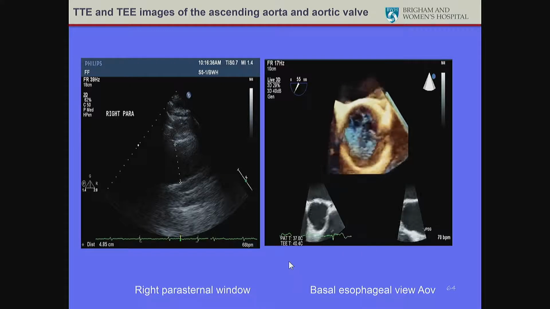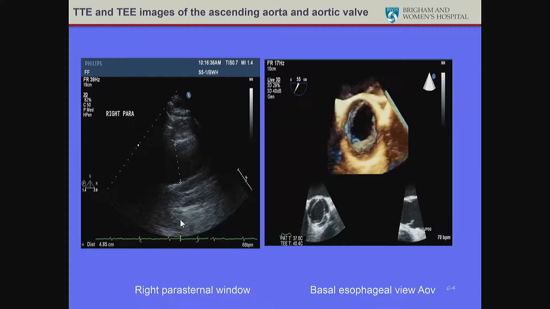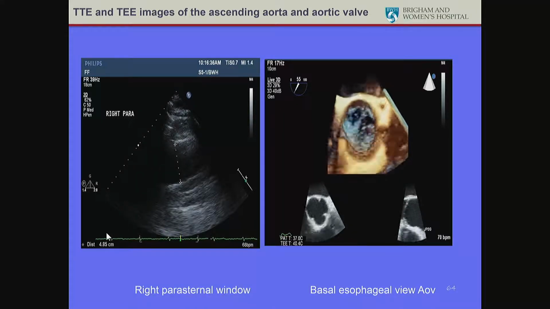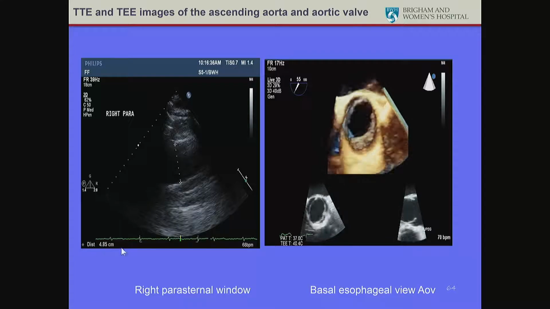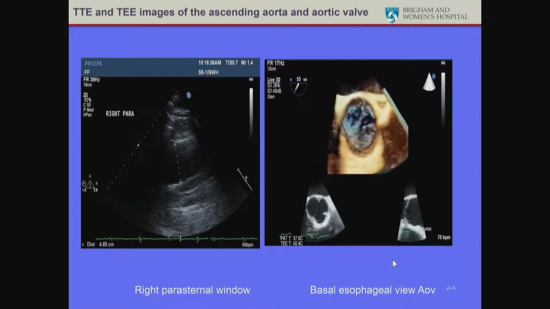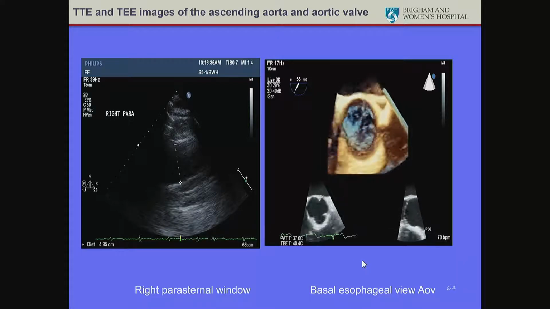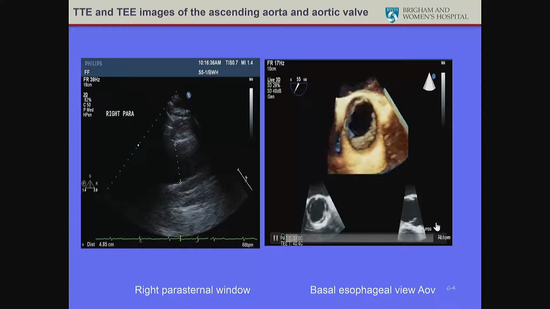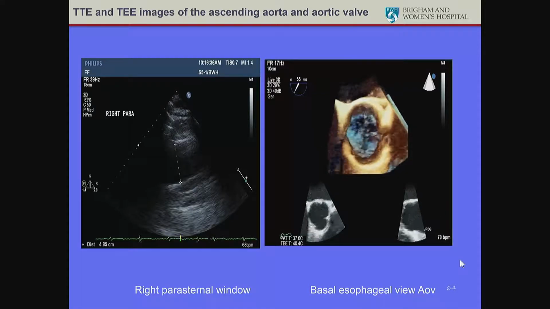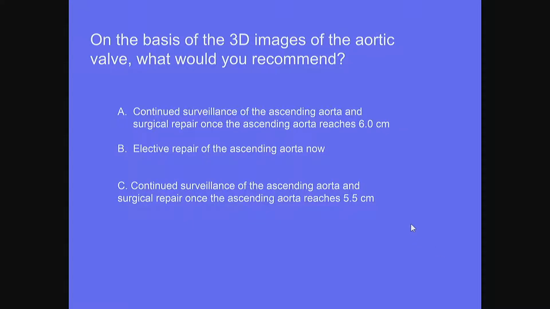This slide demonstrates the transthoracic echo, which demonstrated on the right parasternal view an ascending aorta, which measured 4.8 centimeters. And to the right, you have a basal esophageal view of the aortic valve, seen on 3D TEE, with the 2D MPR images seen below. On the basis of the 3D images of the aortic valve, what would you recommend?